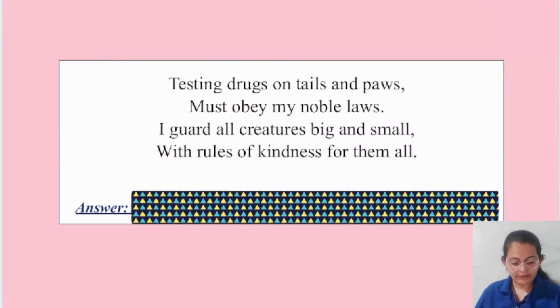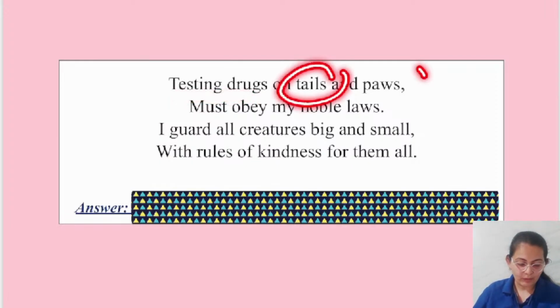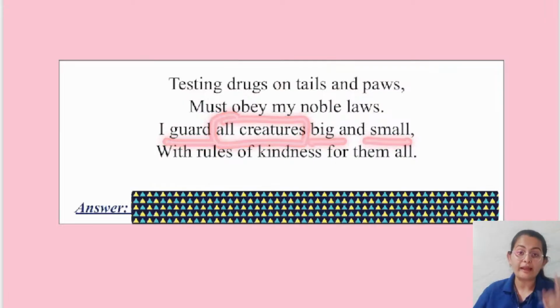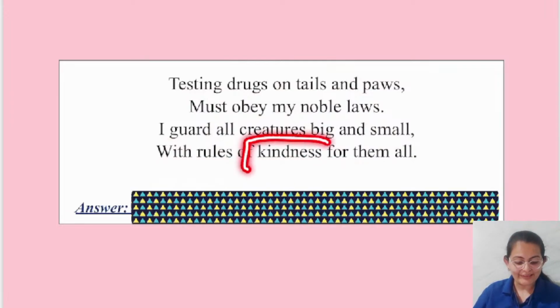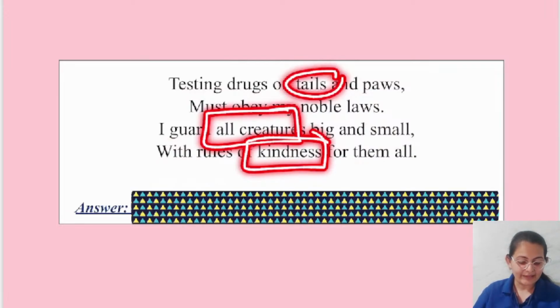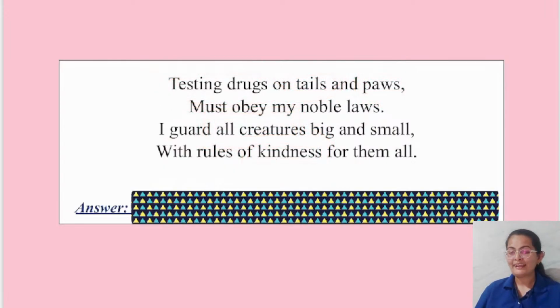Next is, testing drugs on tails and paws. Again, think very properly. Testing drugs on tails and paws, not specific tails and paws, must obey my noble laws. I guard all creatures, big and small. Do remember this particular word, I guard all creatures, with rules of kindness for them all. Tail, paw, testing. Can you let me know which act it is?